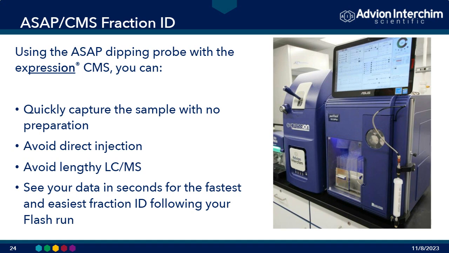It's a dipping probe that can be used with the Expression CMS that allows quick capture of mass spectra with little to no sample preparation. It avoids direct injection, which often leads to overloading of the mass spec. It can avoid lengthy LCMS runs. And you can see your data very quickly, in less than 30 seconds, by simply dipping the probe into a fraction and then inserting it into the mass spec. So you have full confidence that your compound is there, as long as you're able to ionize it.